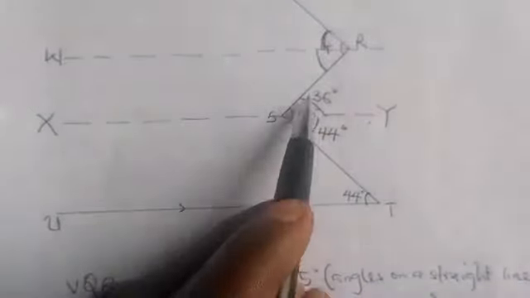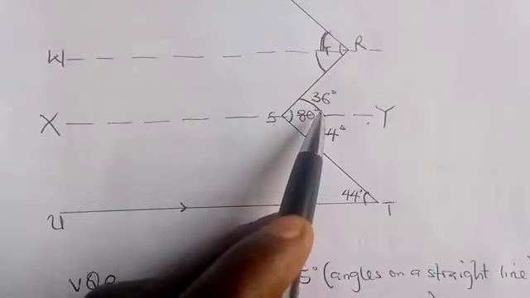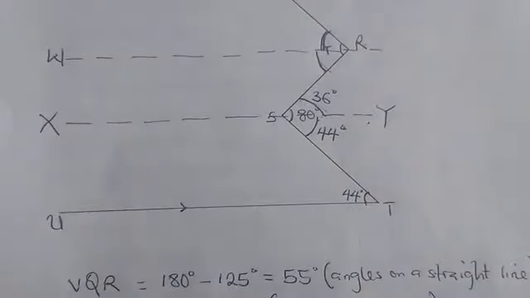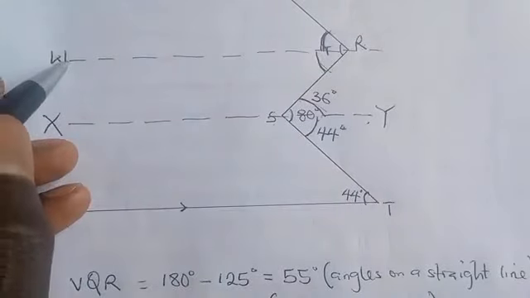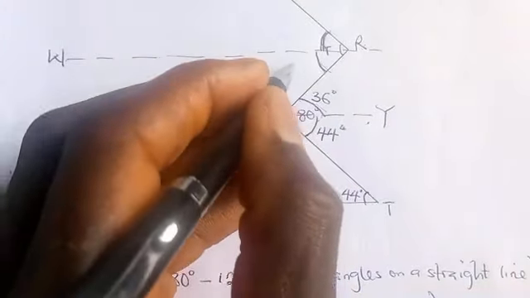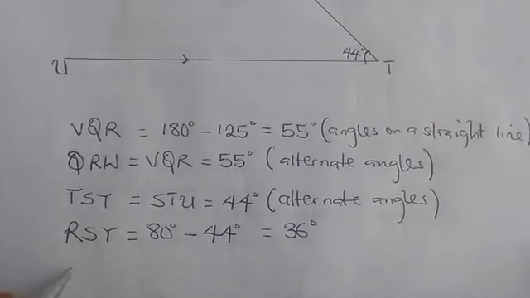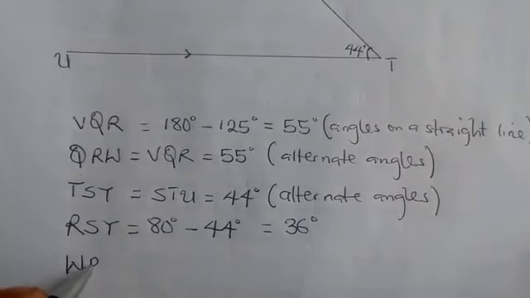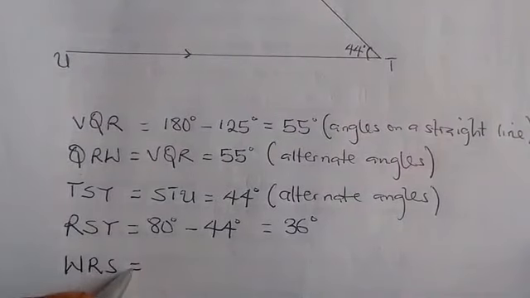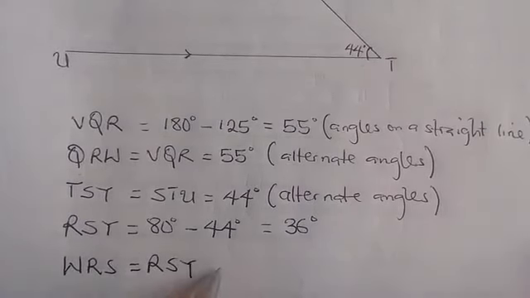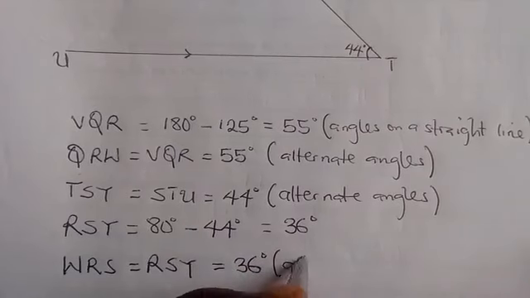And having found this angle to be 36 degrees, there is a relationship between this angle and this angle. And it is that they are alternate angles. So we have that WRS is equal to RSY, and that's equal to 36 degrees. Reason, alternate angles.